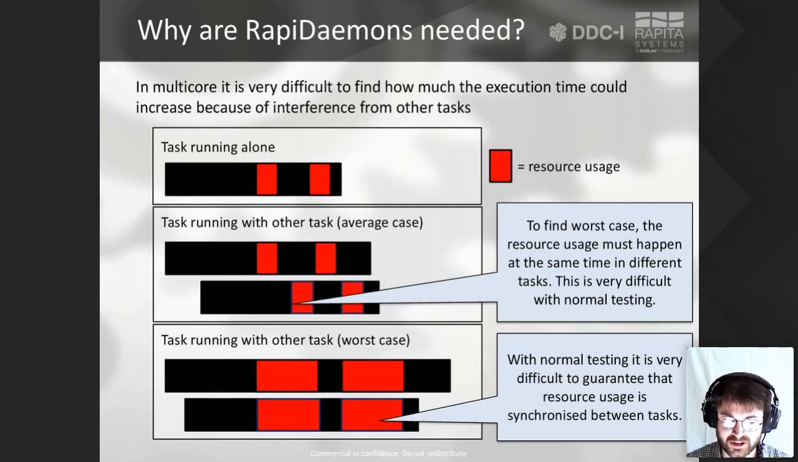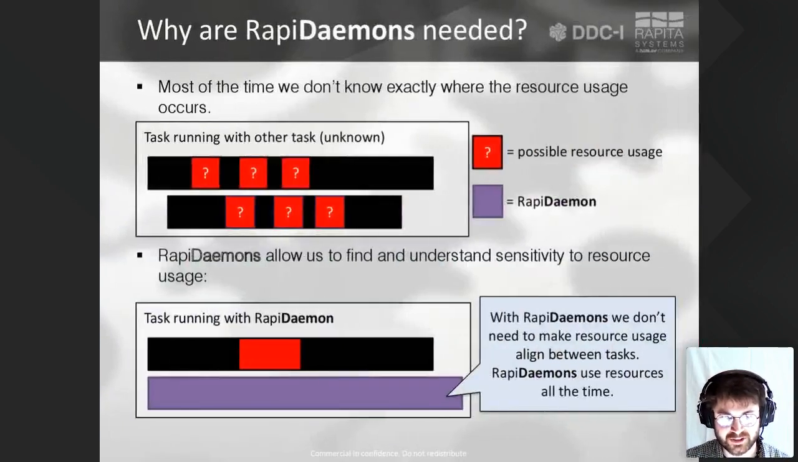Now, it is really quite difficult in the general case to ensure that particular parts of particular tasks will align perfectly on different cores, and particularly when we want to do this for many different resources and many different tasks. For this reason, we use RapiDaemons instead. So again, in a real situation, we might not even know exactly where in our tasks we are getting our resource usage.